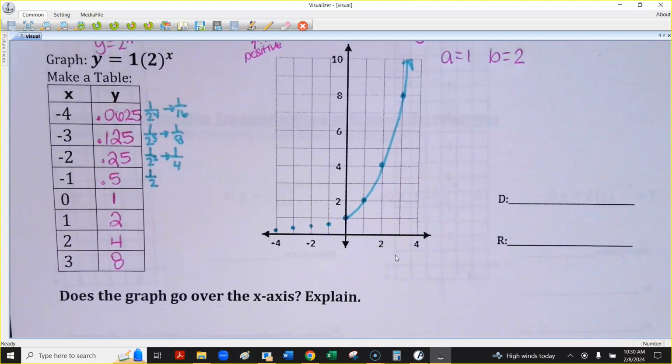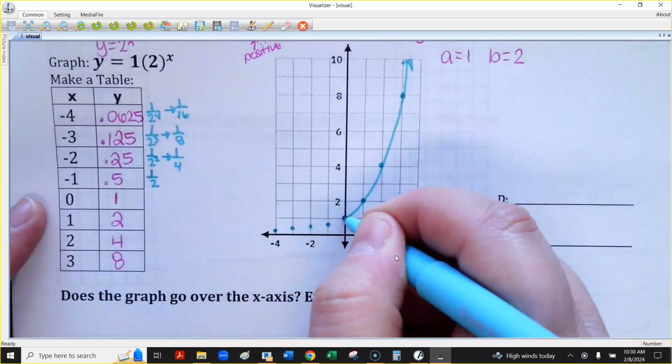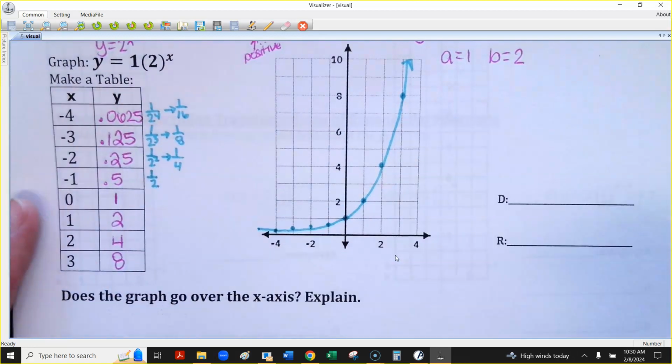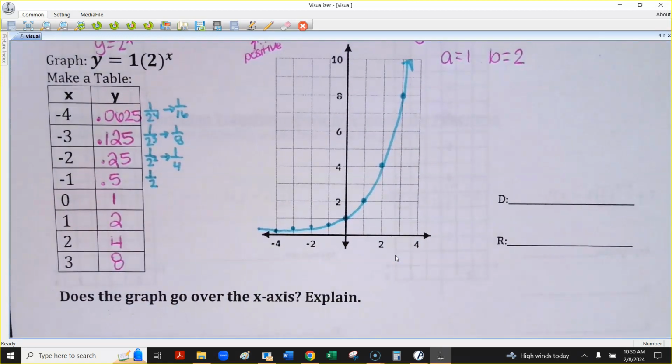Like, so it's getting close here, right? I'm at the smallest thing on my table, which was 1/16. Is that going to ever go over the x-axis? Does anybody know why it doesn't go over the x-axis?